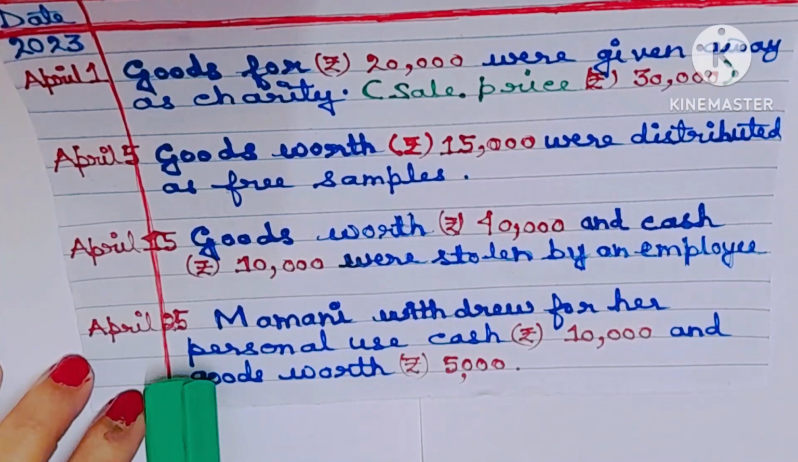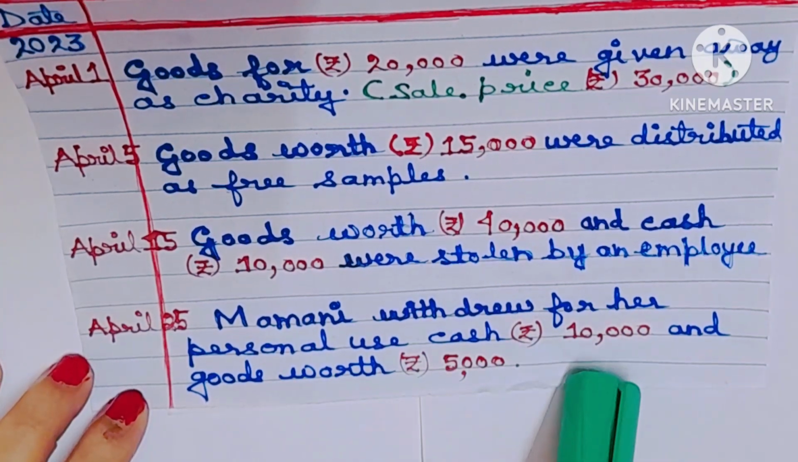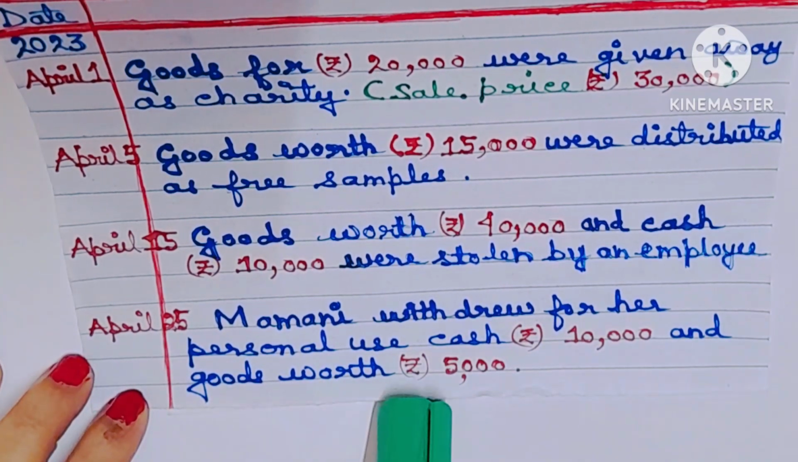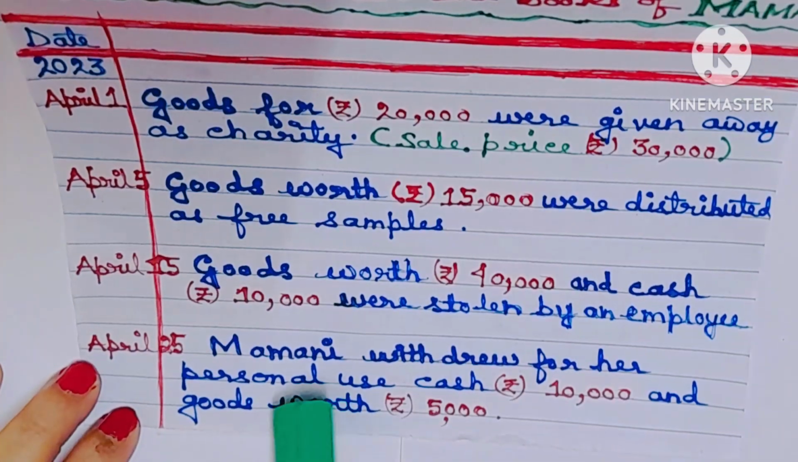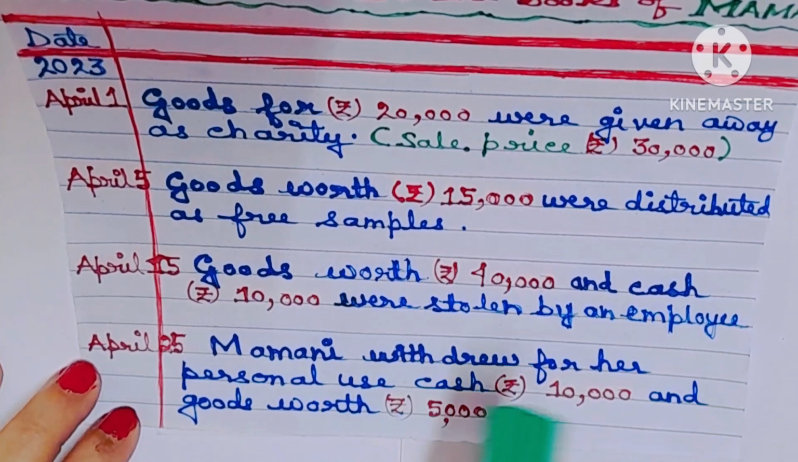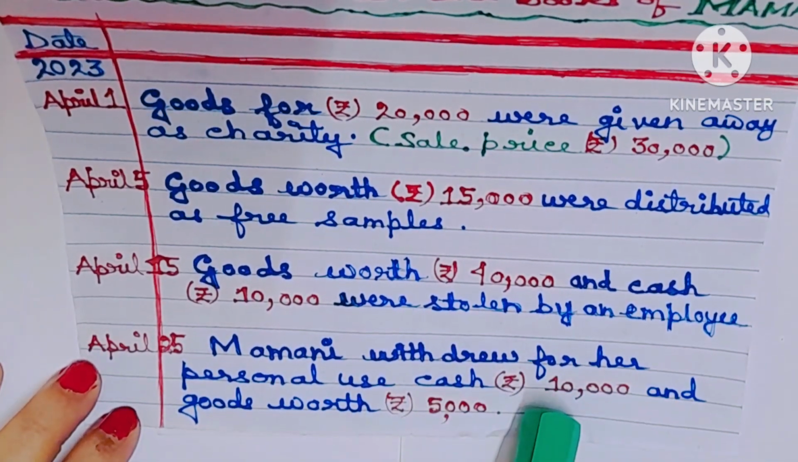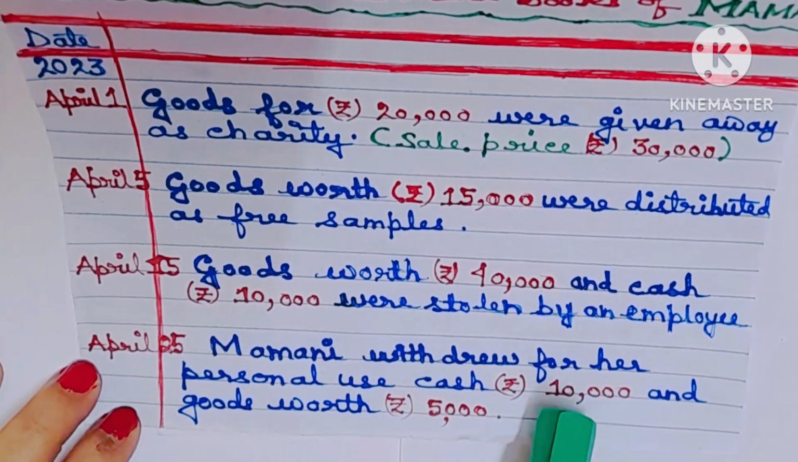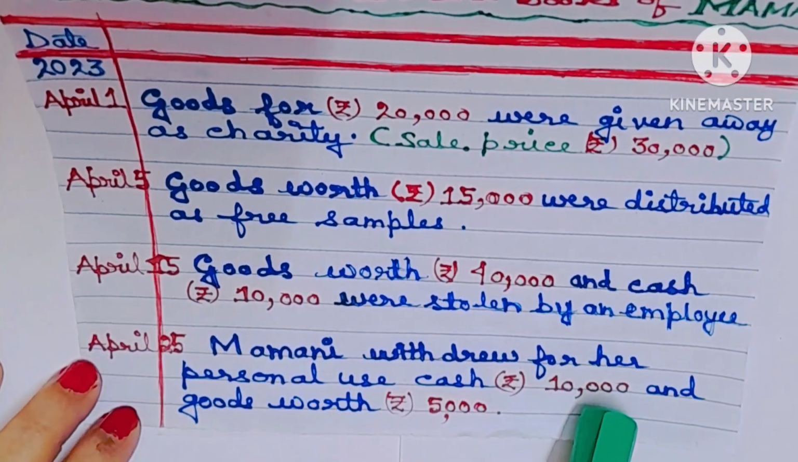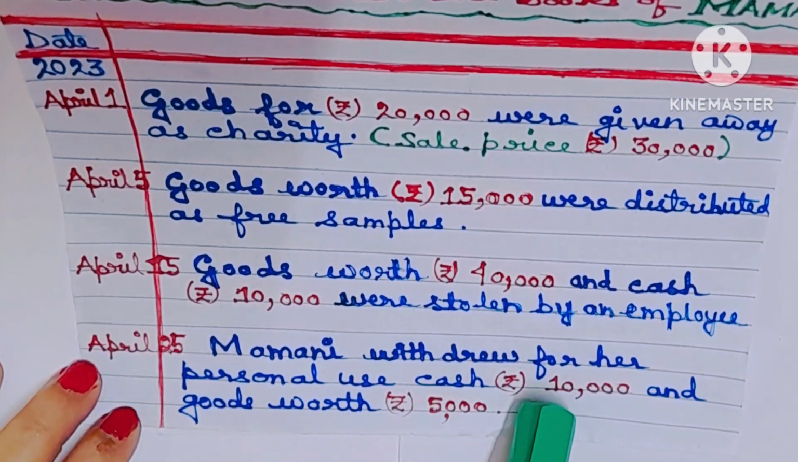On 25th April, Mamuni withdrew for her personal use cash rupees 10,000 and goods worth rupees 5,000. So please note, here also 3 accounts are getting affected. Number 1, drawings account. Number 2, cash account. Number 3, purchases account. Understood? Here also 3 accounts are getting affected. So this is a compound journal entry as well.